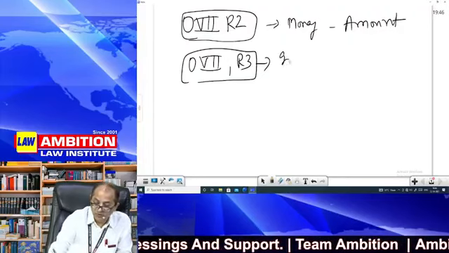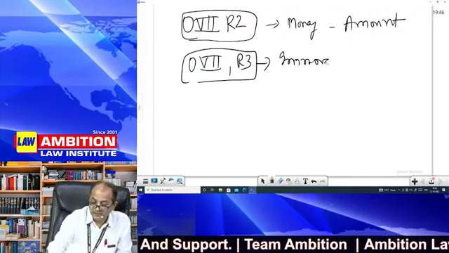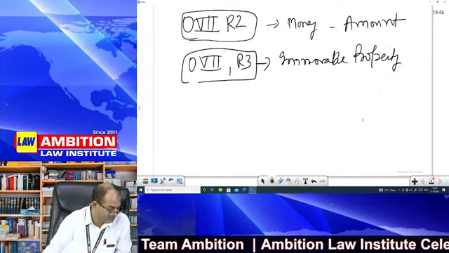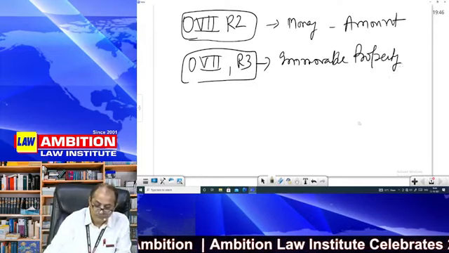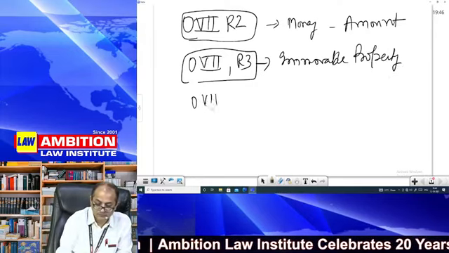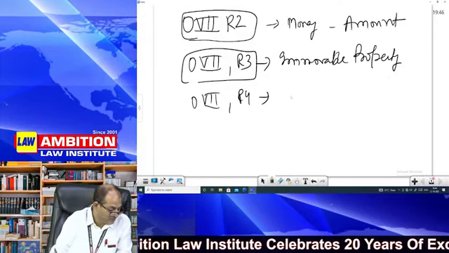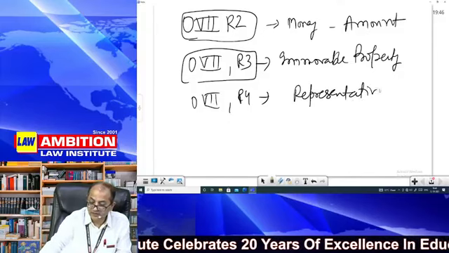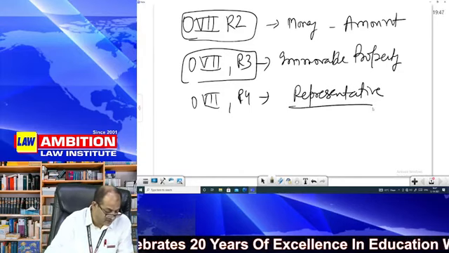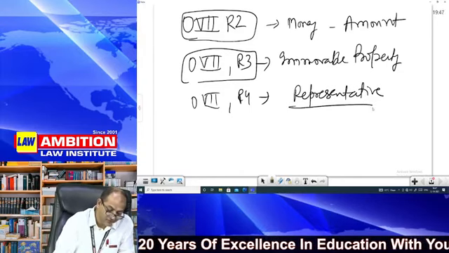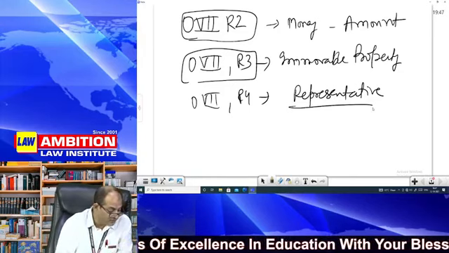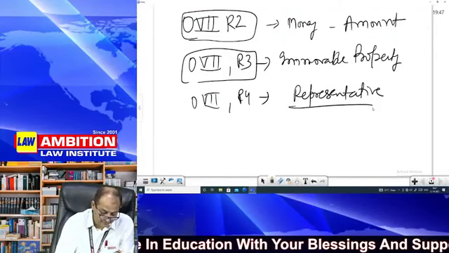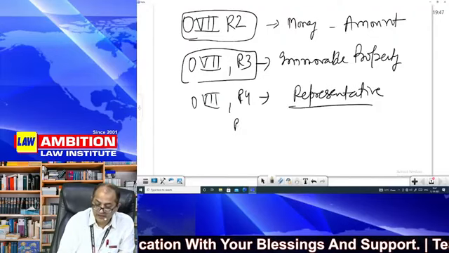Rule 3, immovable property. One word at a time, I will tell you. Rule 4, representatives. If there is any representative, mention it. If you are a representative, mention it. See, when the plaintiff sues as a representative, if you are suing as a representative, mention it. Defendant's interest and liability to be shown. How he is liable.